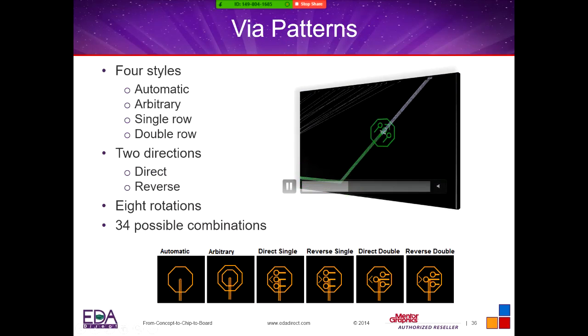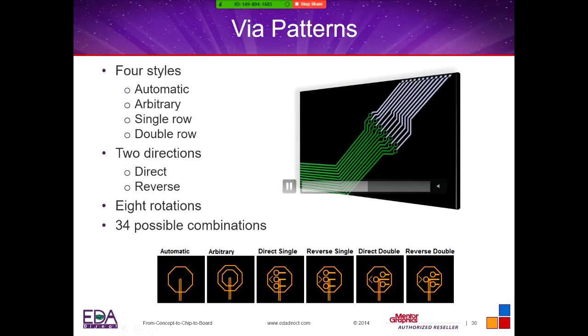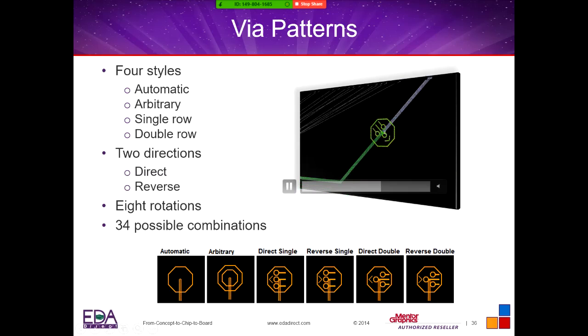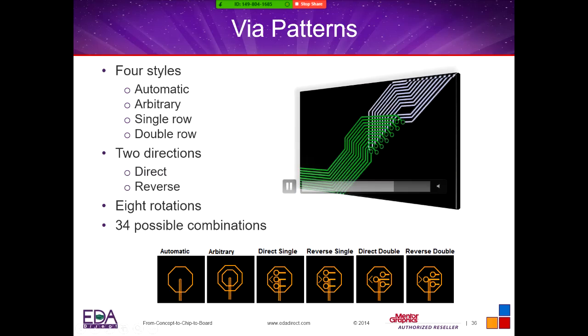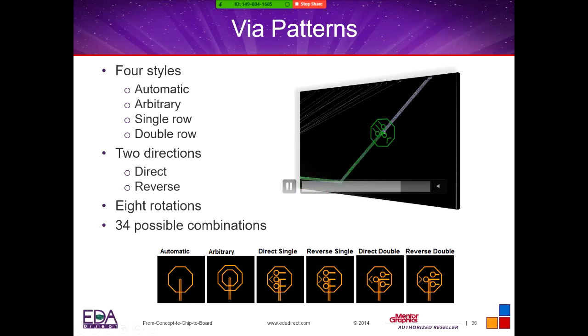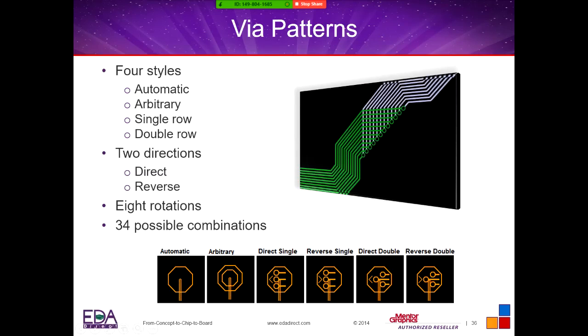In this little video, it shows that they're at a 45-degree angle. We can go ahead and stop that route, switch it to double row if we want those to be at 45. We can just Control Z, bring it back to how we want the routes to become, and select different vias. So there's 34 possible combinations that you can use to route your vias to make sure that you're not cutting off paths while you're routing.